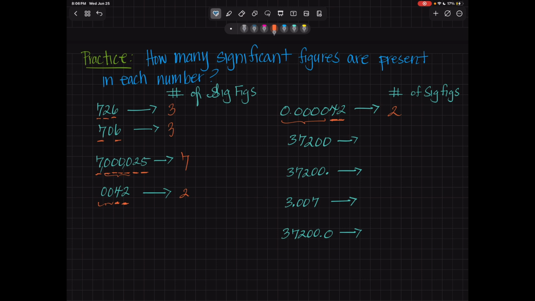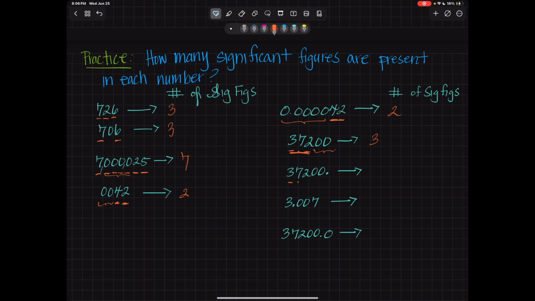In this case, we have 1, 2, 3 non-zero numbers. We also have 2 zeros. However, they are trailing, and there is no decimal place. So that means our significant digits are these 3 non-zeros only. So there's 3 significant figures.